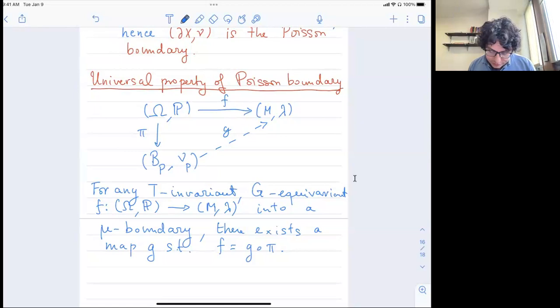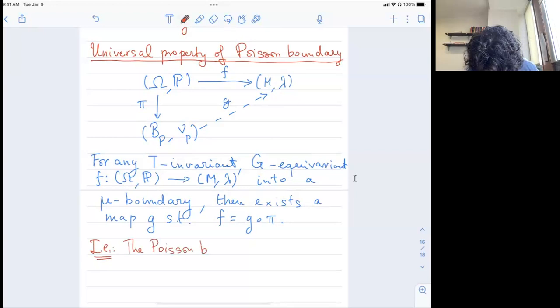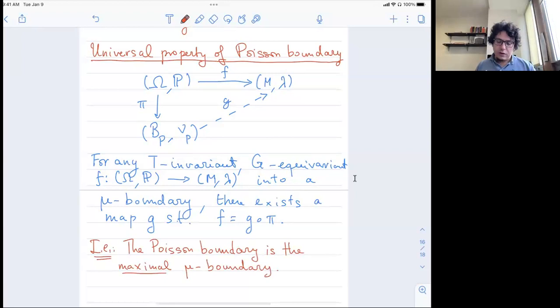So this is why we say that the upshot is that the Poisson boundary is the maximum mu boundary. The sense is that you do the quotient by the finest equivalence relation, so it has the most points, but still of all the possible such quotients that respect all of the structure.